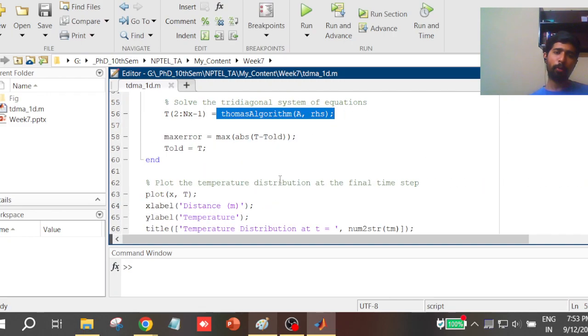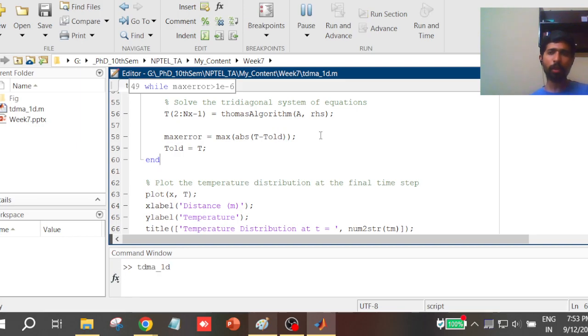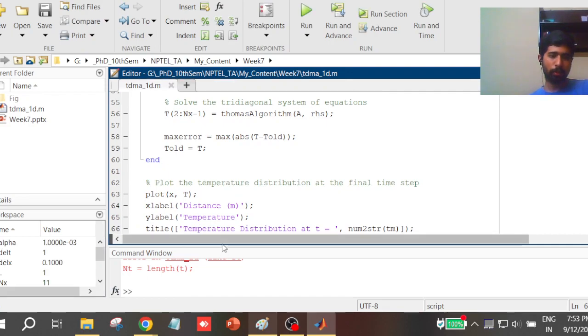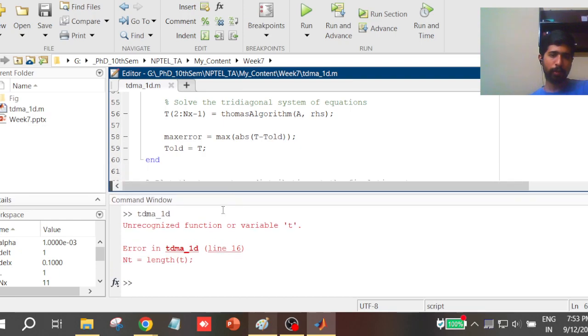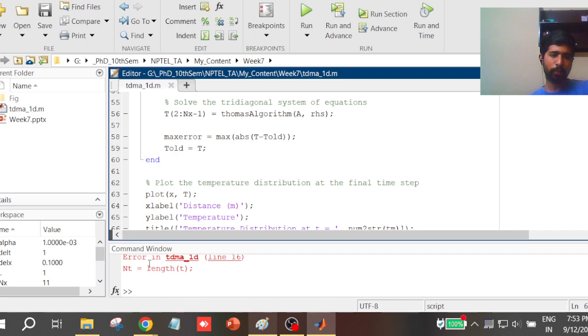Okay, now when I run this code, it will just plot the temperature values. You should expect a linear variation of temperature from the left and right hand side, because we have not put any heat generation source or something like that. Okay, so I don't know, it is coming up with some error. Undefined nt of length t. I did not require this.